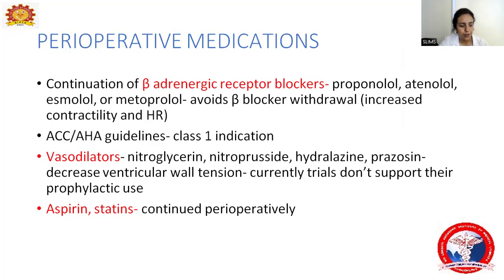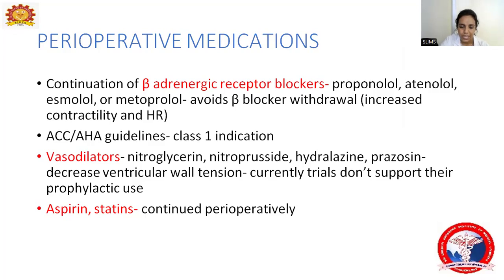Coming to perioperative medications. Continuation of beta adrenergic receptor blockers like propranolol, atenolol, esmolol, and metoprolol is needed because this will avoid beta blocker withdrawal. When there is beta blocker withdrawal, there will be increased contractility and increased heart rate, which is tachycardia, which is not needed. The ACC and AHA guidelines say to continue beta blockers. It's a class 1 indication.